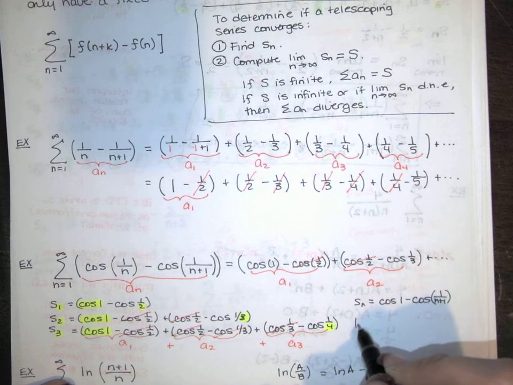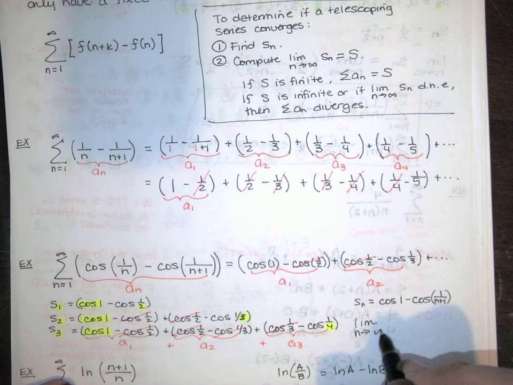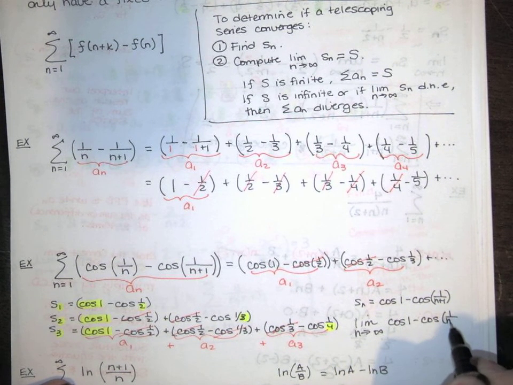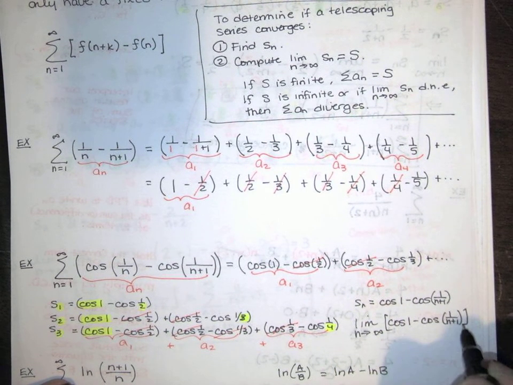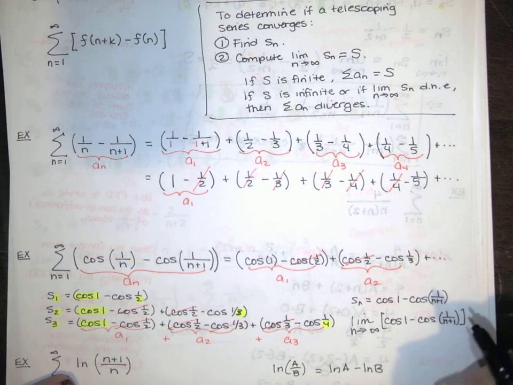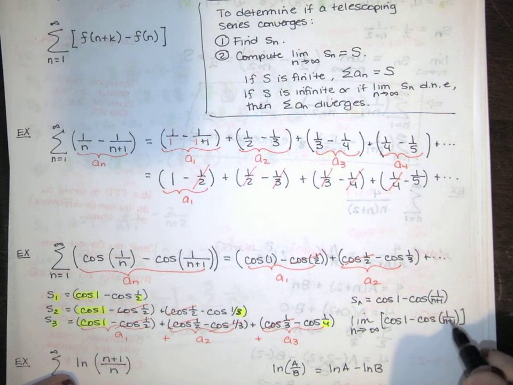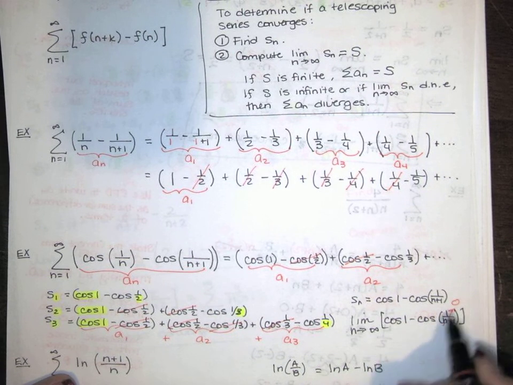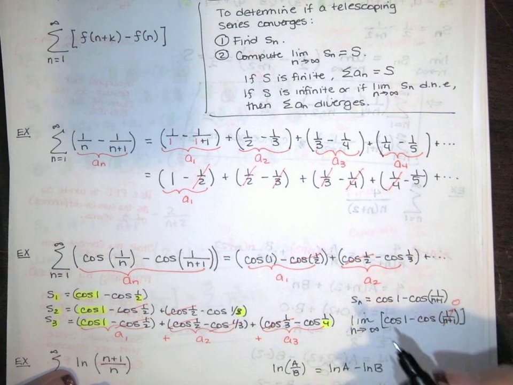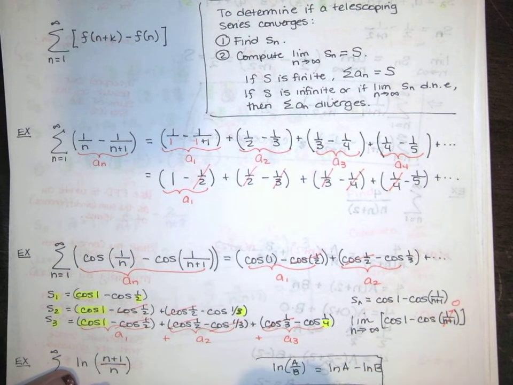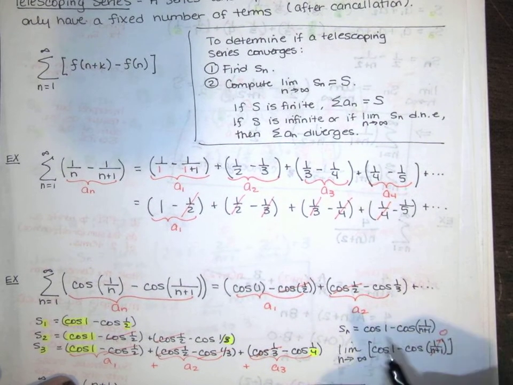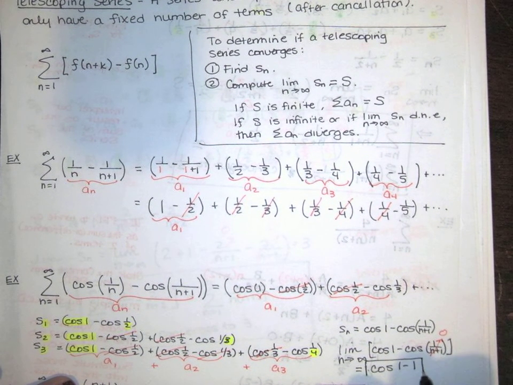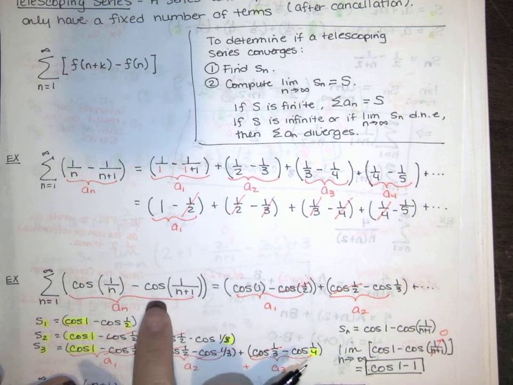Now that we have the nth partial sum, we can take its limit as n goes to infinity, provided that limit exists. As n goes to infinity, 1 over n plus 1 approaches 0, so this is cosine of 0, and cosine of 0 is actually equal to 1. So we're going to have cosine of 1 minus 1. That's the sum of this series.